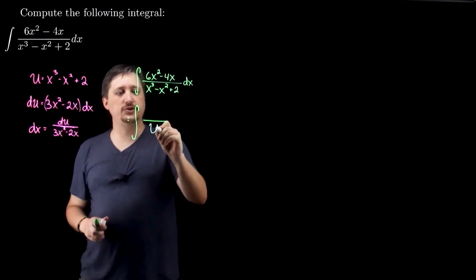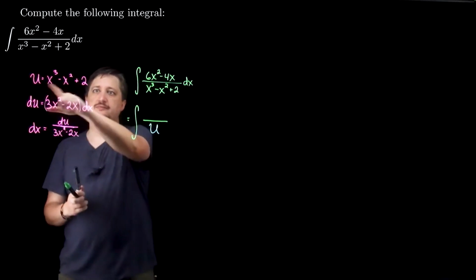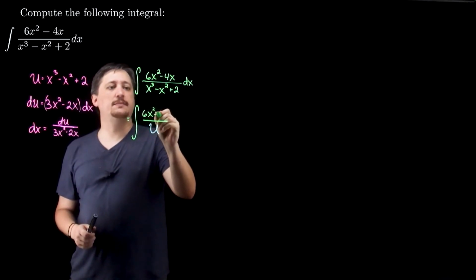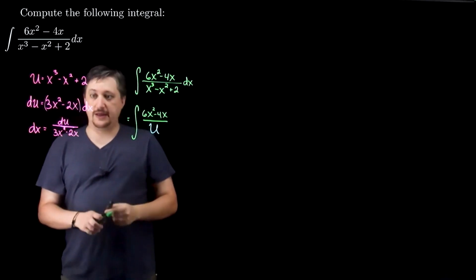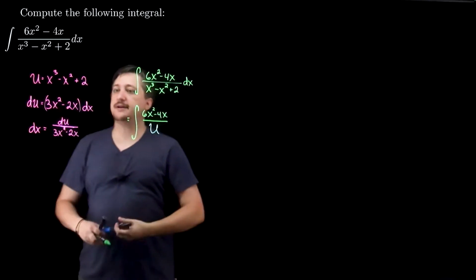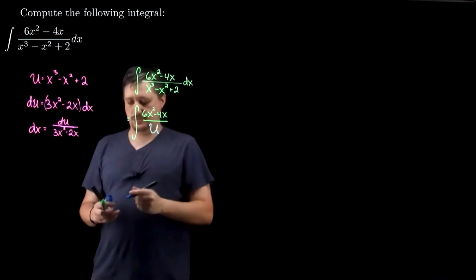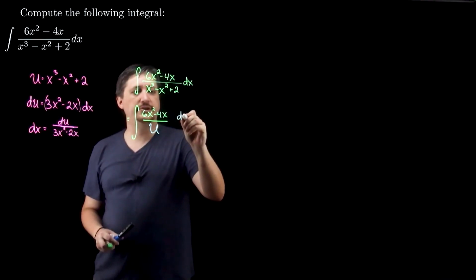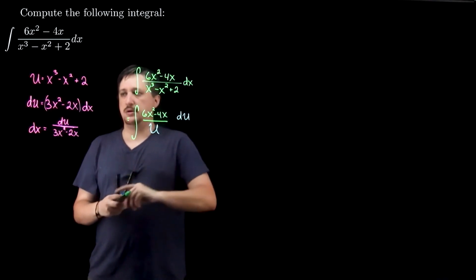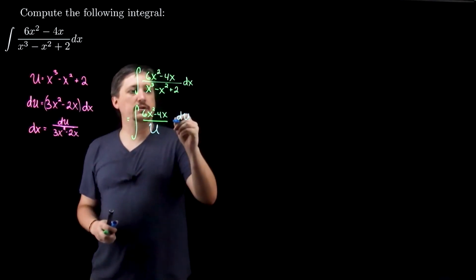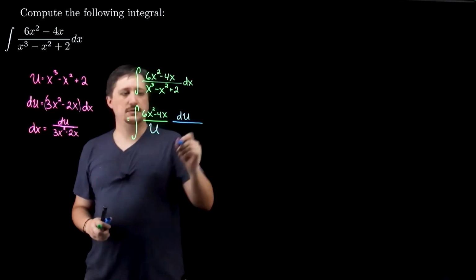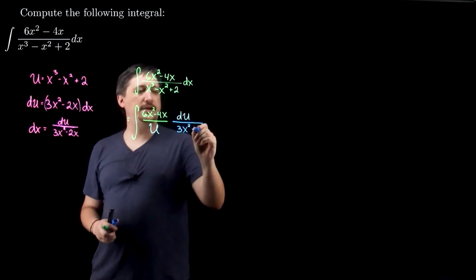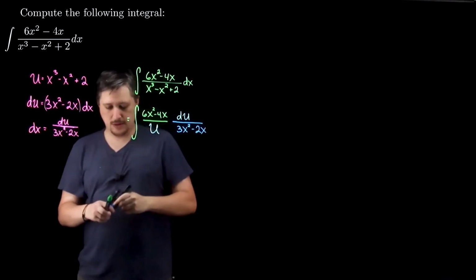So I have my u there, right? So that's from here. Then I have my 6x squared minus 4x. And then I have my dx, which is, trying to color coordinate this here, du divided by 3x squared minus 2x. Okay.